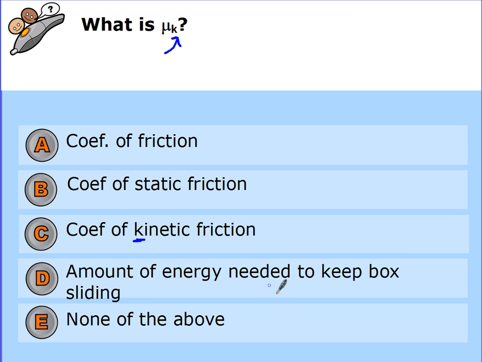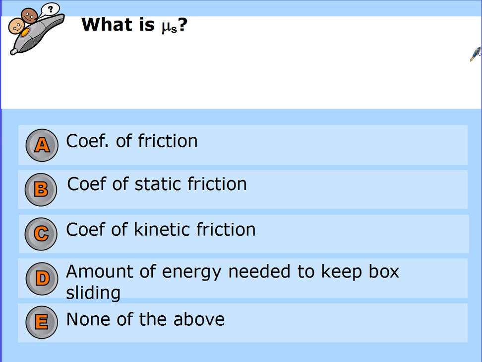Now, you're going to want to say that it's the amount of energy needed to keep the box sliding. We have not even discussed energy yet, so it can't be that one. You might say it's coefficient of friction, but because of that K, that tells me it's a coefficient of kinetic friction. Now this S right here tells me we're dealing with static friction. And it's also the coefficient of friction that tells us how hard we have to push to start it sliding.